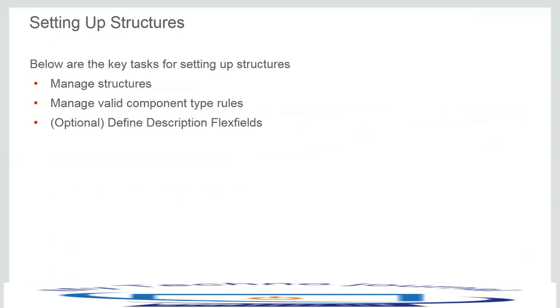So how do we set up structures? Some of the key tasks for setting up structures are manage structures. We'll be discussing each one of these tasks in the next few slides. Manage valid component type rules, and the optional tasks are defining the descriptive flex fields. As part of this manage valid component type rule, we could use this task to define rules to define valid component types based on key item attributes.